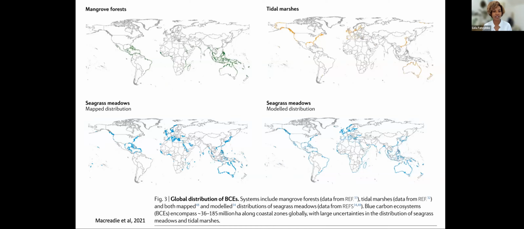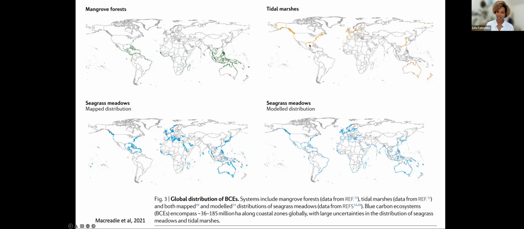So where are we when it comes to mapping these ecosystems? On the top left, I'm showing you a map of global mangrove extent. And you see, as I mentioned earlier, that most of the mangroves are really located in the subtropical zones, so about 20 degrees north and south, and around the equator, of course. You have large areas of mangroves.